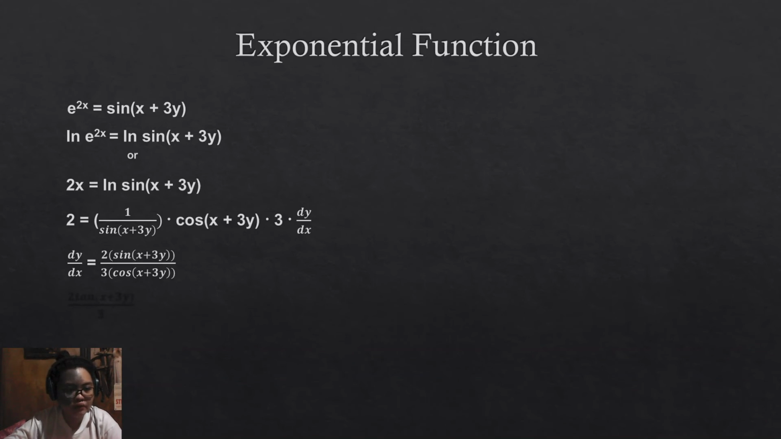So we'll arrange it. We'll have dy over dx equals 2 times sine of (x plus 3y) over 3 times cosine of (x plus 3y). We can simplify this further. So we'll have 2 tangent of (x plus 3y) over 3. So this will be the final answer.